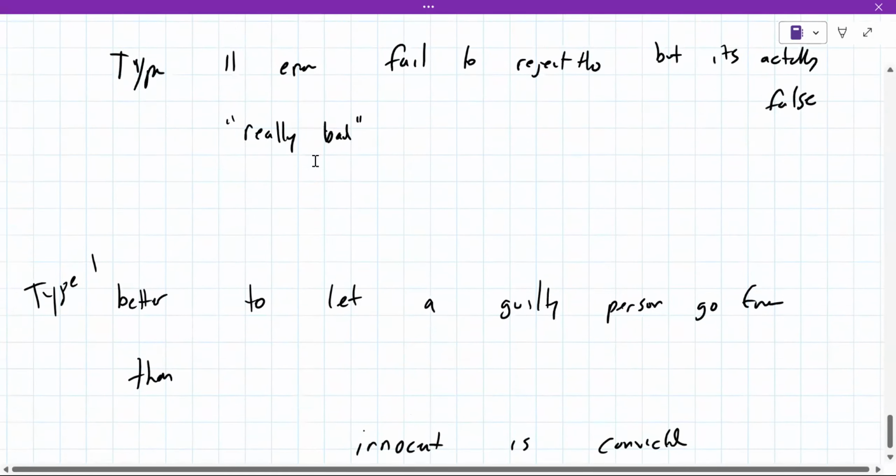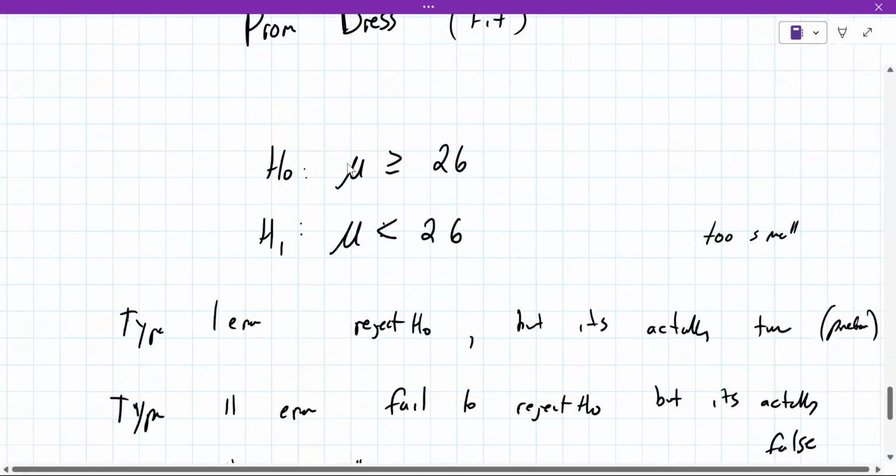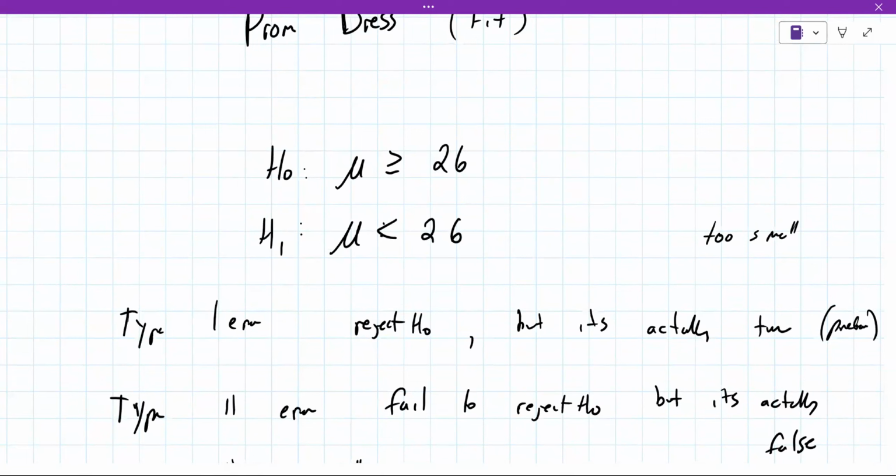The type 1 error says, okay, you reject H0, you think, oh no, my dress, I better lose some weight, but then you slip it on, and you're like, okay, it's fine. That's better than thinking everything's okay, and then you get to prom night and it doesn't fit and it's a horrible situation. All right. So that is type 1 and type 2 errors.